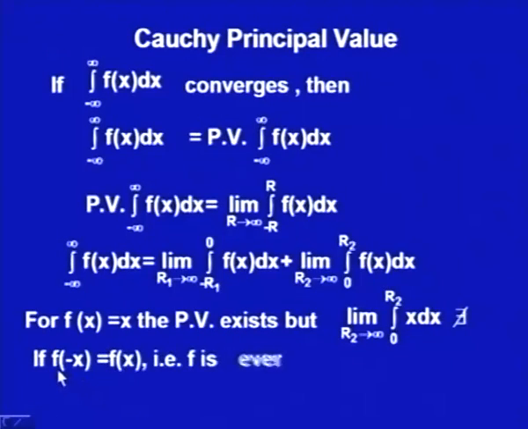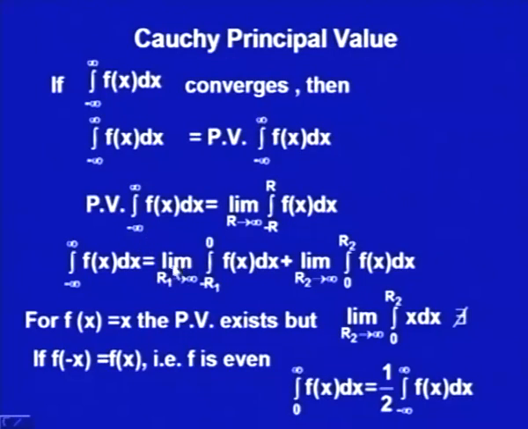If my function is even, that is if f of minus x is f of x for all x on the whole real line, then this integral, actually then the Cauchy principal value, if the Cauchy principal value is existing, it would convey that this integral is existing. Why? You see, or this integral is convergent.